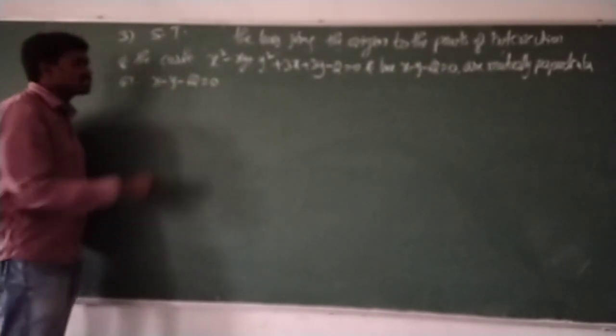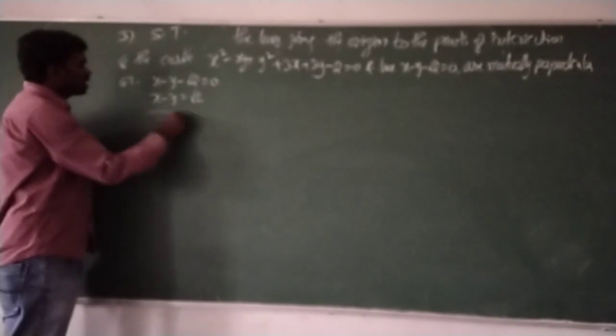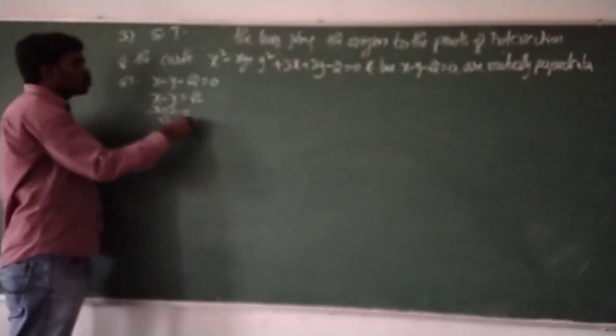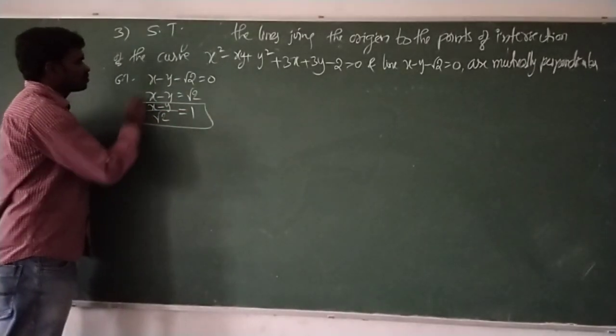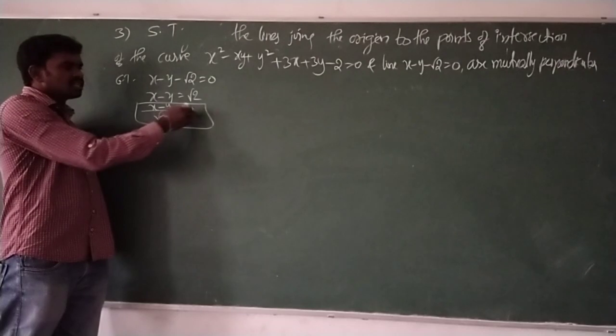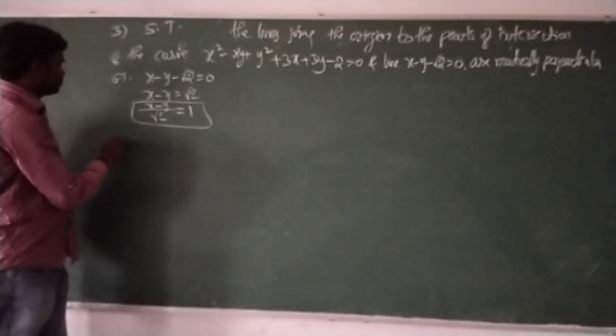See here root 2 is there, so that's why root 2 goes to the right side and divide by root 2 on each and every term. So x minus y by root 2 is equal to root 2 by root 2, which means 1, we get. Directly I have written. Otherwise root 2 brought to the left side goes to the denominator, equal to 1. That way also can. So now take the curve equation.